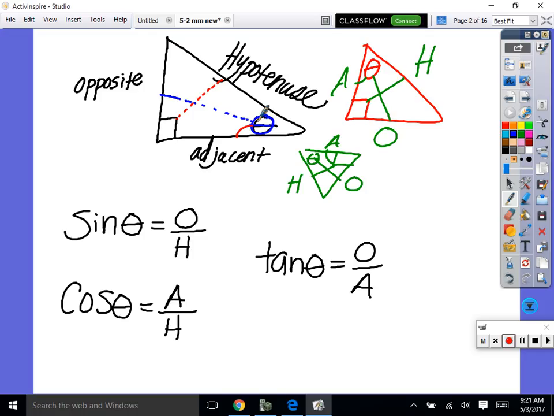Just write sine. No, it's sine of theta. So write sine of theta, cosine theta, tangent theta. Don't write down this part yet. I'm going to give you a saying. So just write sine of theta on number 1 on your worksheet. On number 2, write cosine of theta. And on number 3, write tangent of theta.